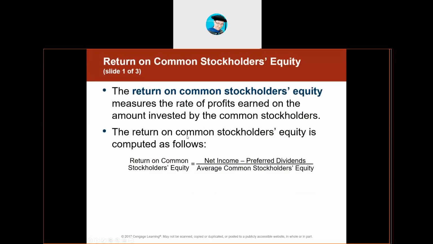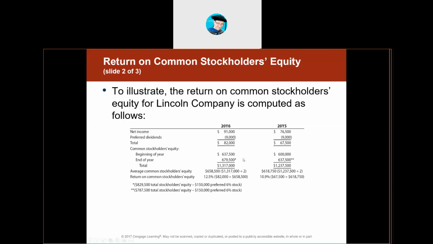Then we have return on common stockholders' equity, or return on common stock. That's another way of saying it. We take our net income minus preferred dividends divided by average common stockholders' equity. Just as before, to get an average of pretty much anything, you take the beginning of the year plus the end of the year divided by 2. So net income minus preferred dividends divided by average common stockholders' equity equals your return on common stockholders' equity. The higher, the better.